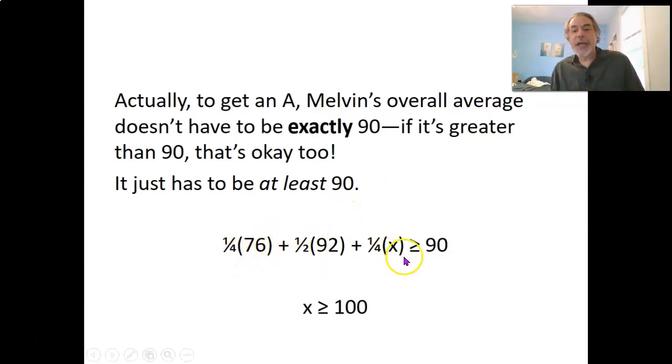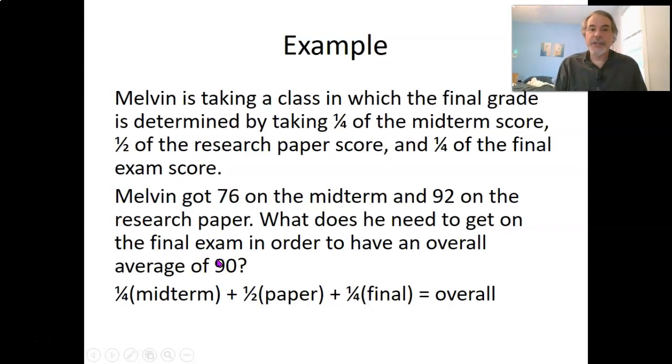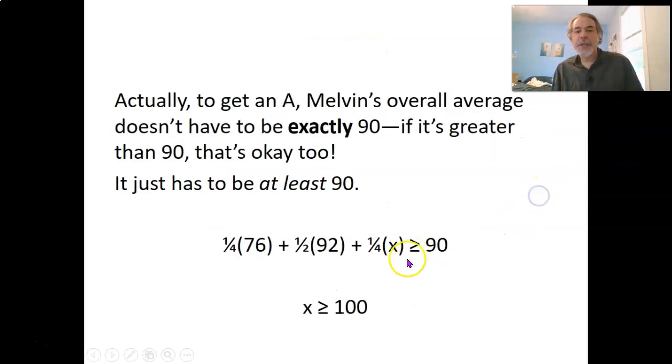So we could set it up as an inequality where his overall average, and remember that's 1/4 of the midterm score plus 1/2 of the research paper score plus 1/4 of the final exam score, is greater than or equal to 90. And then it turns out that for that to happen, x has to be greater than or equal to 100. So it's okay if his final exam score is 100. It's also okay if it's greater than that. Can it be greater than 100? Well, maybe if there's bonus points possible.